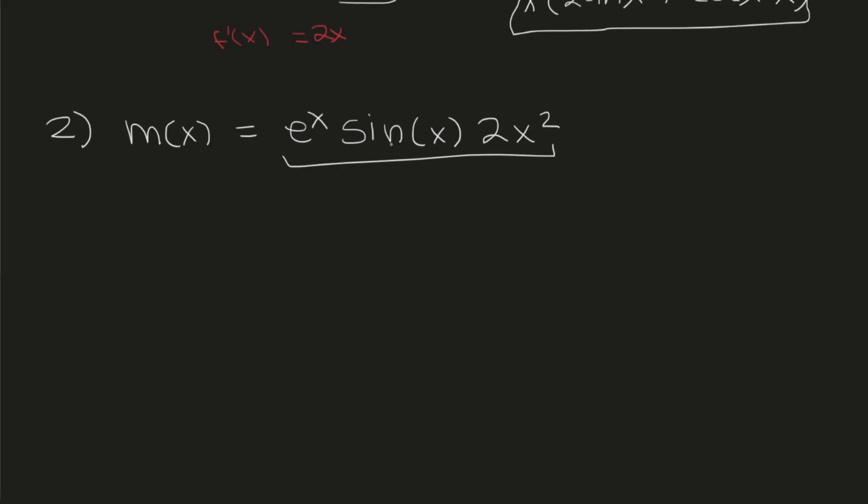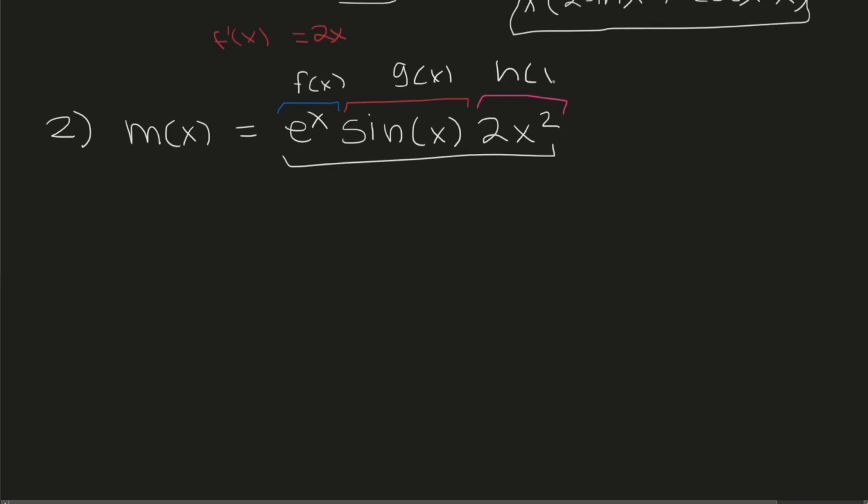Now, as you can see, this is a function that's a product of three other functions. So there'll be this, this, and this. And let's begin to label them. So let's call this one f of x, let's call this one g of x, and let's call this one h of x. And now let's figure out all their derivatives.